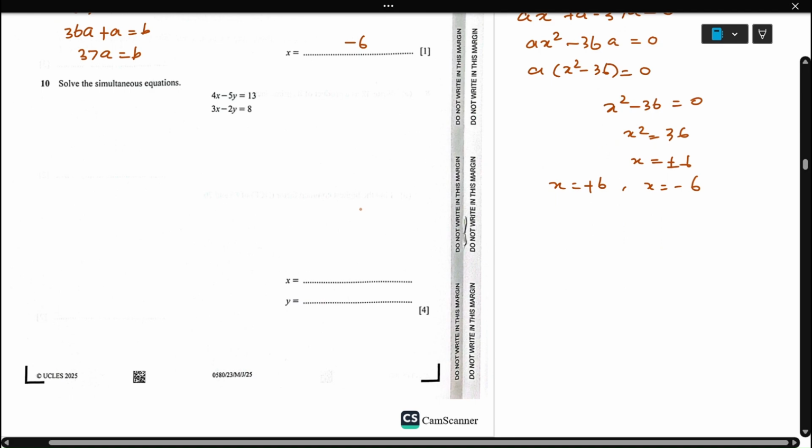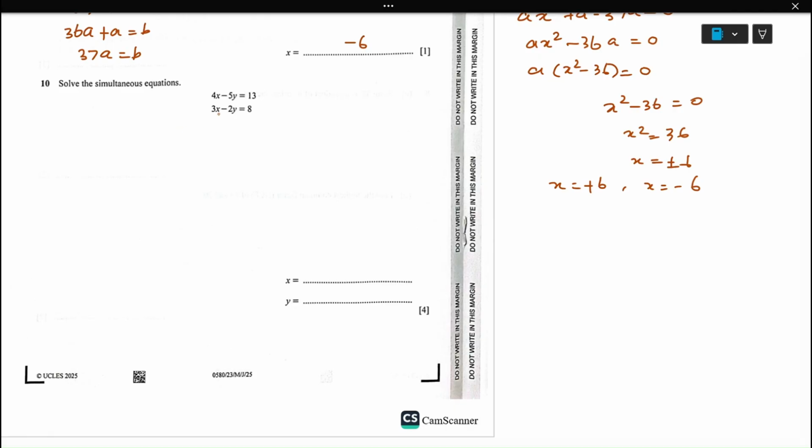Next one, solve the simultaneous equations. Here at least one of the terms we have to make equal. So I'll make the y coefficients equal. The first equation I'll multiply by 2, the next equation I'll multiply by 5. So what will happen? 4 times 2, 8x − 10y = 26. Second one, 15x − 10y = 40.